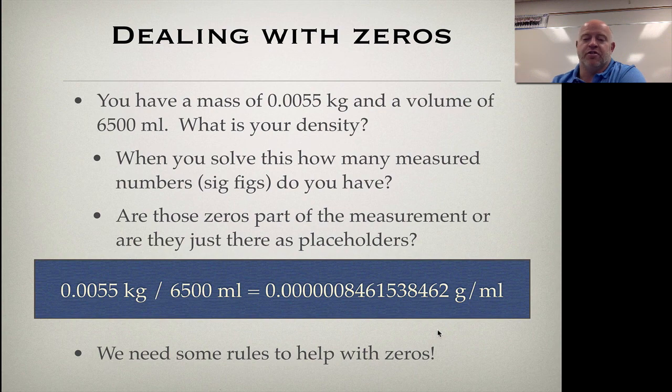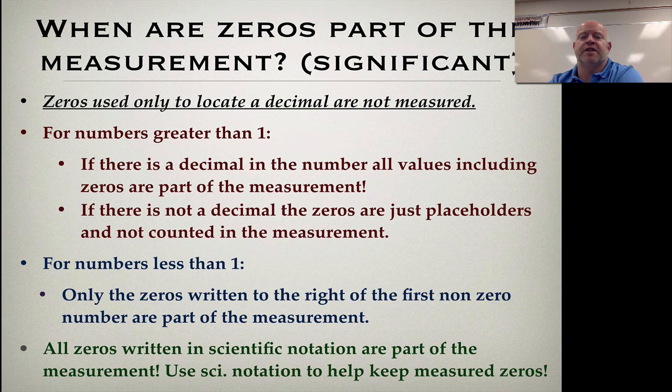If we go to our next slide, this slide now gives us our rules in terms of what we need to do for rounding with zeros. The first line here in black that's underlined isn't really a rule, it's more of an overarching concept: zeros used only to locate a decimal are not measured. If we're using a zero just to hold the place value of our measured numbers, then they're not considered part of the measurement.